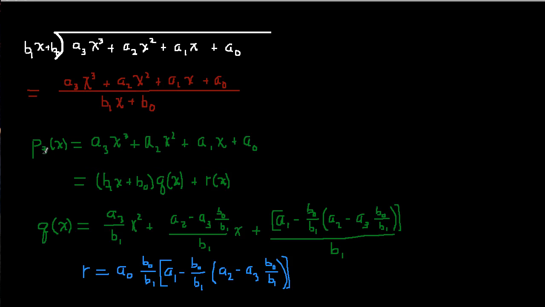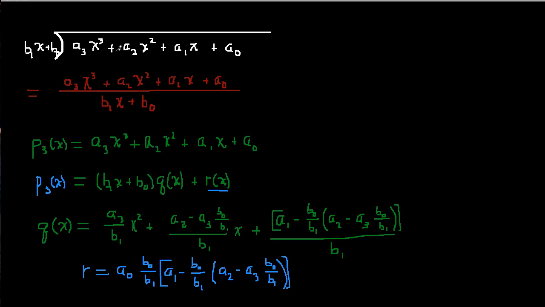So I'm going to write p sub 3 of x to represent this third order polynomial. Now we know from the theorems in algebra that the polynomial p3 of x here can be written as this first order polynomial, b1 of x plus b0, times q of x, okay, and q of x is called the quotient, so we can write it as this times q of x plus the remainder.